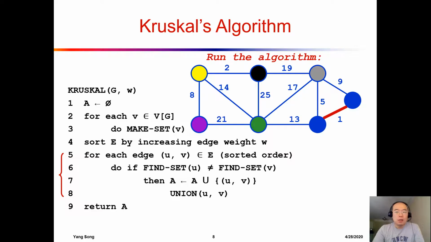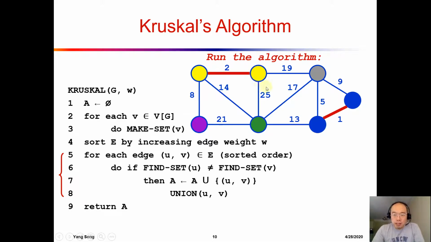Okay, so this is the first step. And the next one, I want to visit the second smallest weight, and that is 2. So I'm visiting this one. I'm going to check whether those two nodes belong to the same set, and the answer is no. So I'm going to do the same thing. I'm going to add this edge to the A, and then union those two nodes. So those two nodes are both in yellow color.